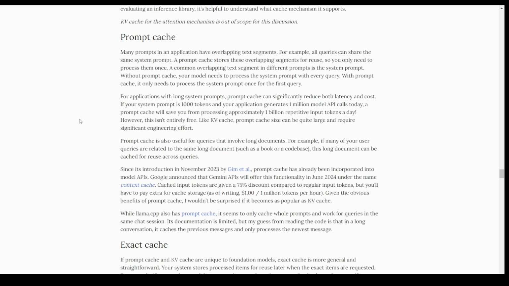And a lot of times in KV cache, the prompt cache size can be quite large. And because of that, it might require significant engineering effort. So it's a trade-off on both aspects, but generally it's recommended to put caching into place.